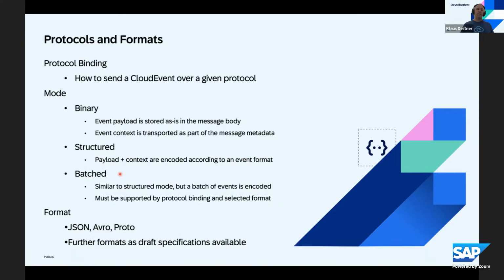You could then put multiple events into this JSON structure, or whatever you use as a format, and send them over a single HTTP message. So that's the idea of batched. I mentioned that we have those three formats, JSON, Avro, and Proto, but we also have draft specifications that are not finalized yet for other formats. There's even one for XML in the draft.